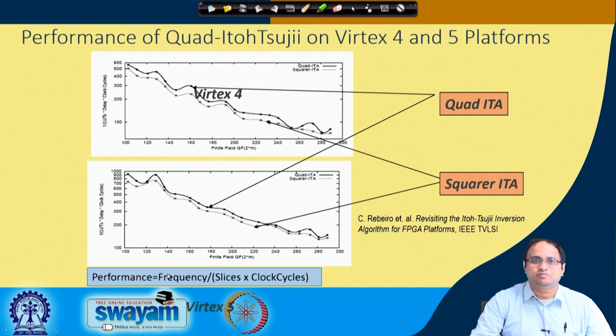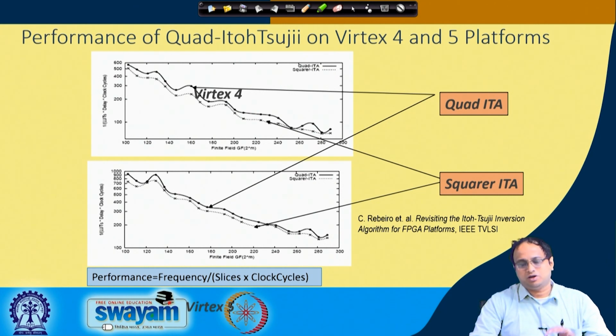Normally, the way that we calculate the performance is as follows. We divide the frequency by the slices and the clock cycles. So my objective as a designer to improve performance is to optimize my design at a higher frequency, which means the critical path of my design should be small. Also, the number of clock cycles should be small, and my slice requirement should be small. So it is a nice trade off between the number of resources you use, the number of clock cycles you need, and the frequency at which your design operates.